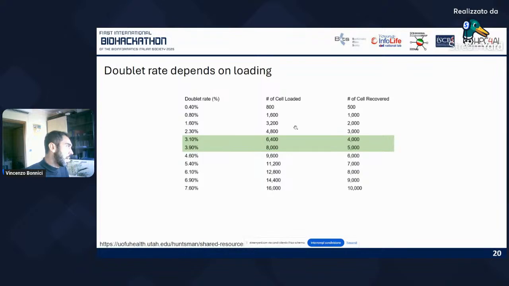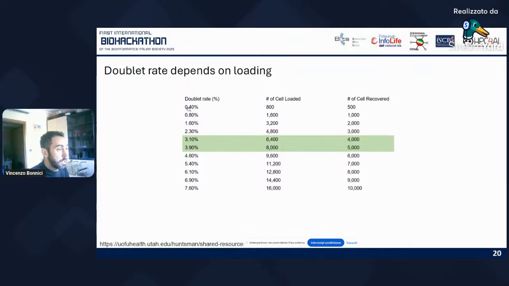So take into account that the doublet rate depends on the loading that you do in your experiment. There is a proportionality between the number of cells that you load into the machine and the number of cells that are actually recovered, of course, but there is also a direct proportionality with the doublet rate that you are going to obtain.